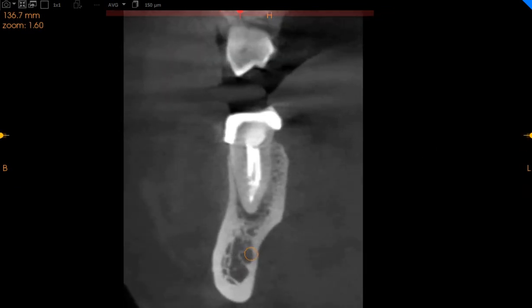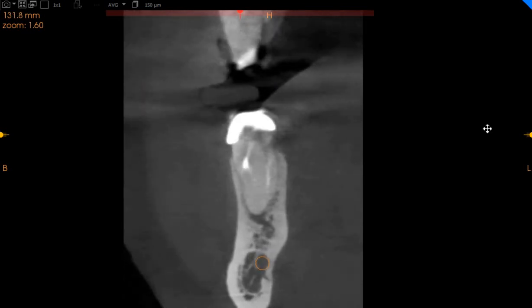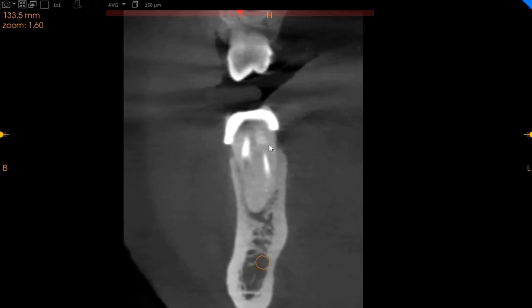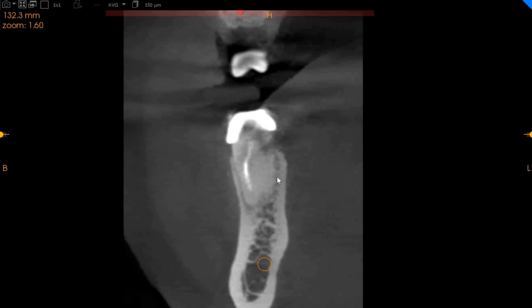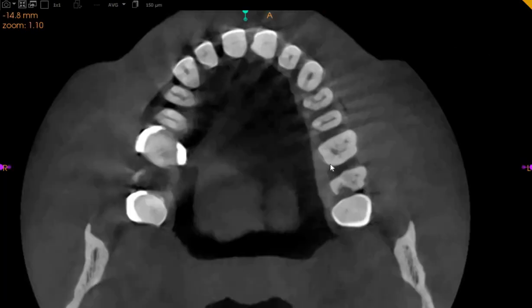The lower left first molar distal canal is obturated, but we do have a periapical radiolucency due to the short obturation. And then we've got the lower left first molar mesial root. Both the canals have been obturated, the mesiolingual and the mesiobuccal. We don't see a major periapical radiolucency, and we don't see any cracks associated with this tooth, but a distal periapical radiolucency is visible. This is the axial view.